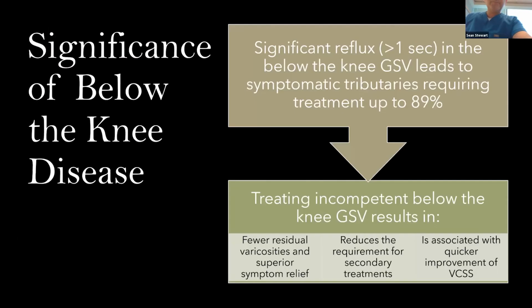In addition, greater than 1 second of GSV reflux below the knee was shown to lead to the development of symptomatic tributaries in almost 90% of patients. And studies show that by treating this below-the-knee disease, patients develop fewer residual varicosities over time, thus reducing the need for secondary treatments. And patients also experience not only better relief of their symptoms, but symptom relief is achieved more quickly as well.